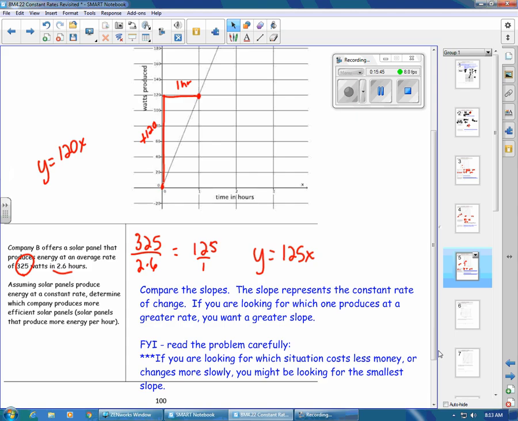FYI, read the problem carefully. If you're looking for a situation that costs less money or changes more slowly, you might be looking for the smallest slope, but just recognize that the slope is representing the rate of change. The higher the slope, the greater the rate of change.